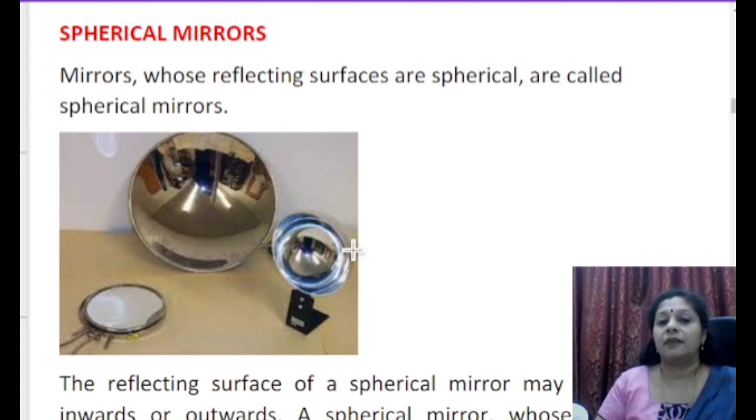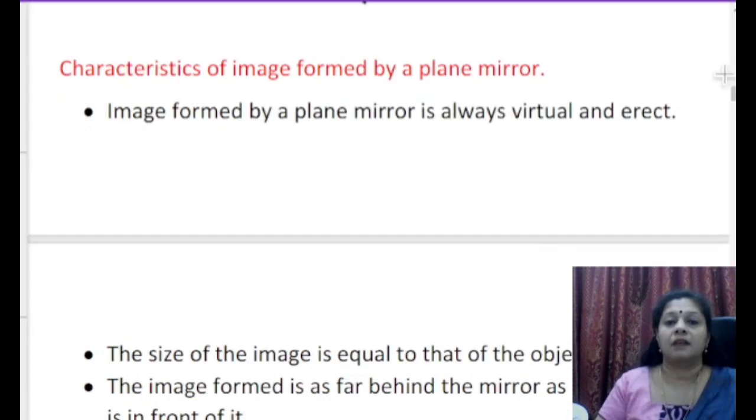Here you can see a few examples of spherical mirrors. You can see their surface is curved, so we are getting a wider field of view inside this. So mirrors whose reflecting surfaces are spherical are called spherical mirrors. That means if the reflecting side is curved, that is called a spherical mirror.